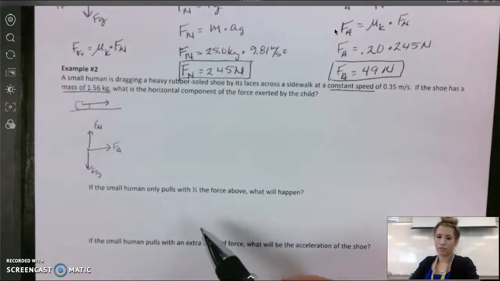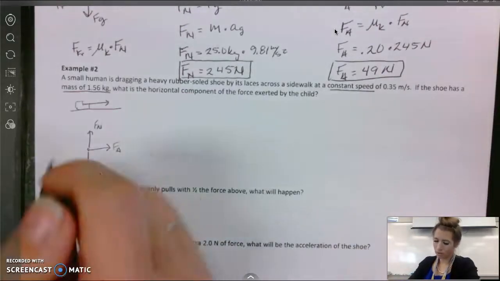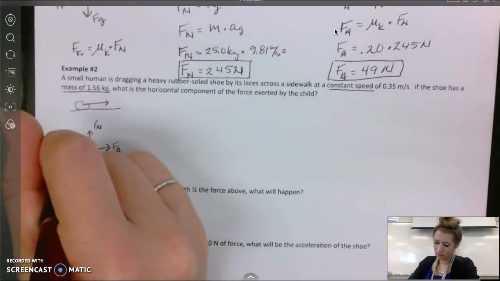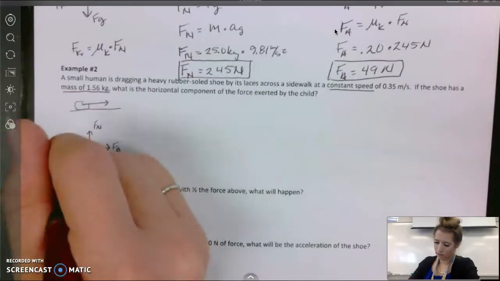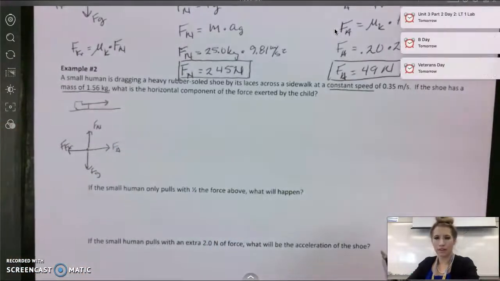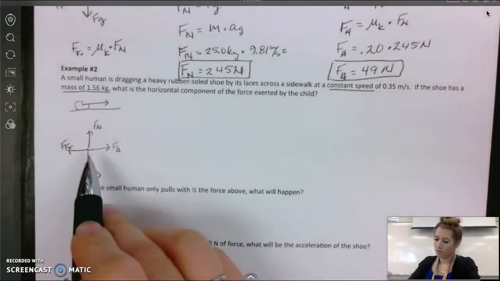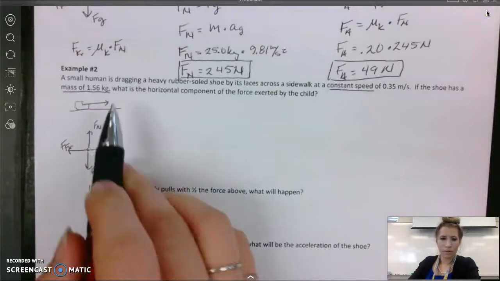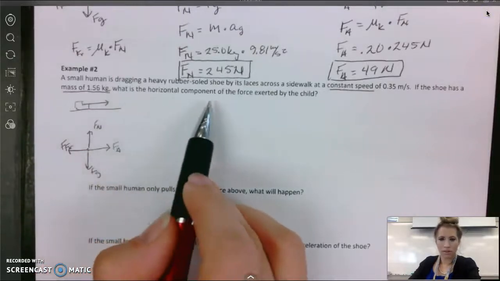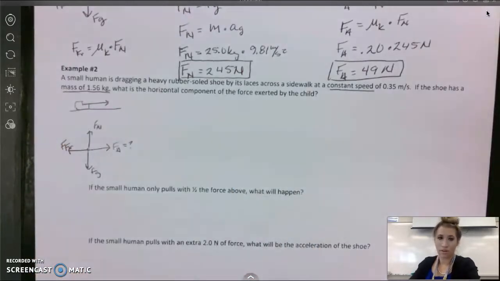And now my friction. You should be asking yourself, should the friction be greater than, less than, or equal to that force applied? Because it's a constant speed in the x direction, that means the acceleration is 0, so the sum of the forces is 0. So that would be force of friction, specifically kinetic friction. Now, we have what we're looking for: the horizontal component of the force exerted by the child.